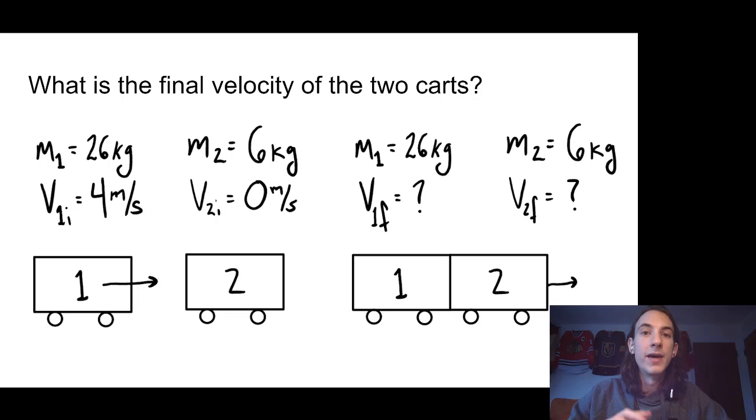Cart number 1 has a mass of 26 kilograms and an initial velocity of 4 meters per second. Cart number 2 has a mass of 6 kilograms and it's not moving. These two collide with each other and they stick. So they're moving at some final velocity that we want to solve for.